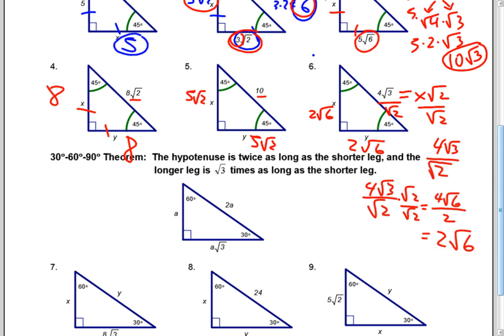I could have done that same thing with number 5. I could have made the 10 equal to x radical 2. And after going through the problem, I would have ended up with 5 radical 2. So you can either look for a pattern, or with something like this, you pretty much had to do this. It's hard to see how you get from a radical 3 to a radical 6 without actually rationalizing the denominator.